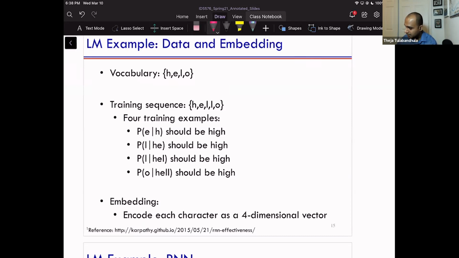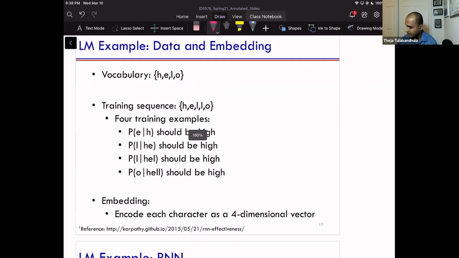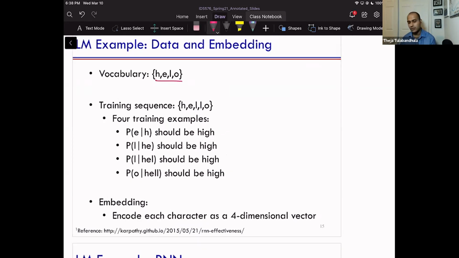So let's say the vocabulary is just 4 characters: H, E, L, and O. Let's say we have one training example, H, E, L, L, O. So this is like your X0, X1, X2, X3, and X4. It's a starting point, but from here we're going to create multiple actual training sequences. Our original raw training sequence is this, from which we're going to create many training sequences.